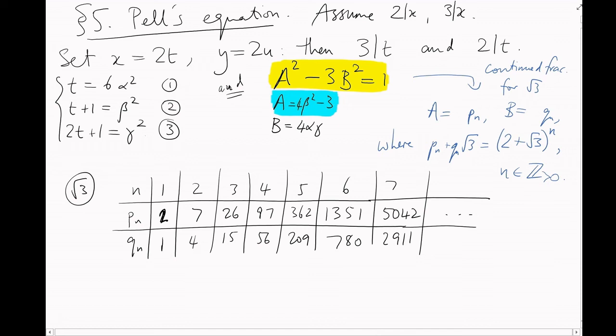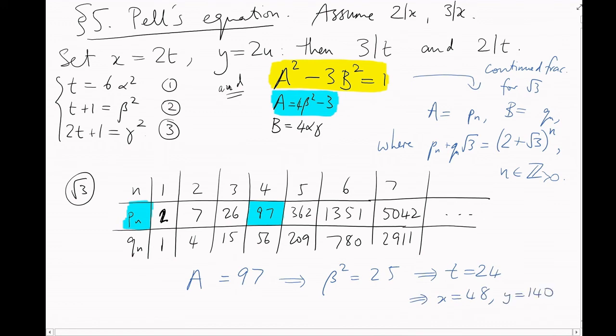So which of these possibilities for Pn also fit the pattern 4 beta squared minus 3? Which of the numerators Pn are 3 less than an even square? Well, a quick look through the list and we find a potential solution given by a equals 97. And in fact, substituting that back up the chain, we get beta squared is 25, so t is 24, which gives us x is 48, y equals 140. Finally, we found a non-trivial solution.